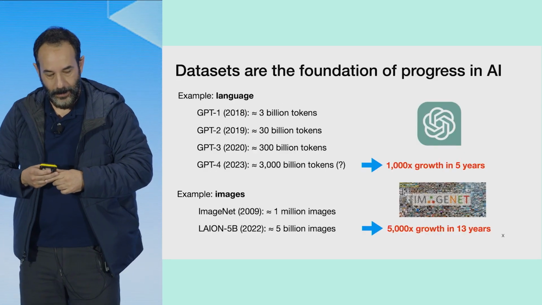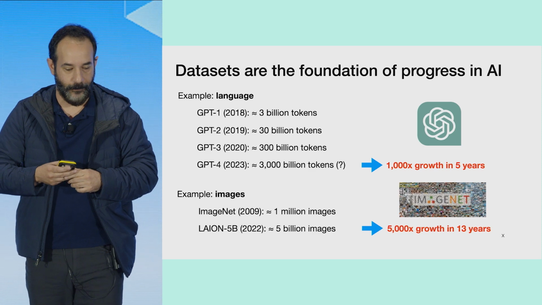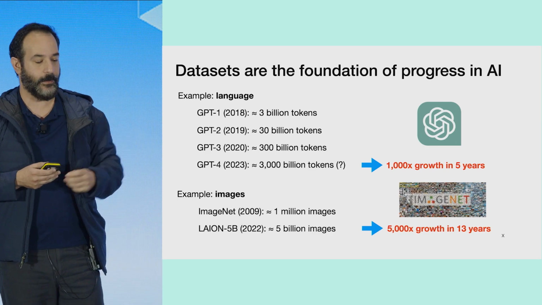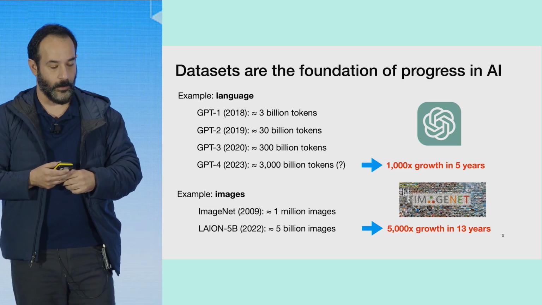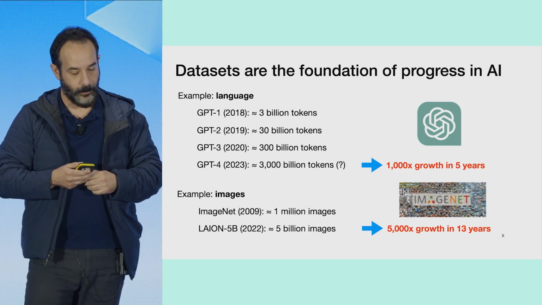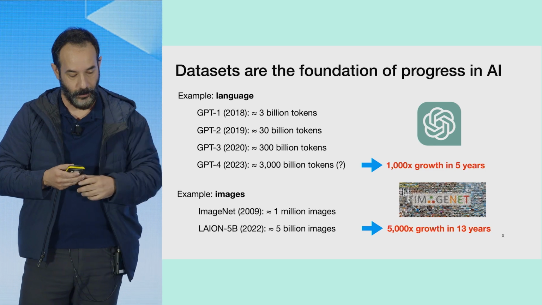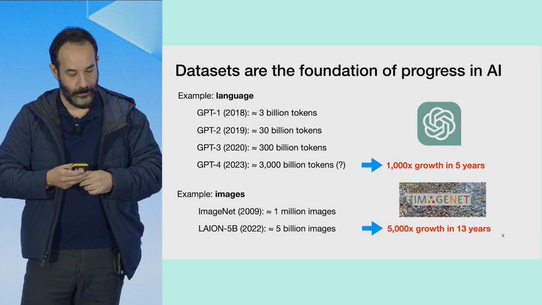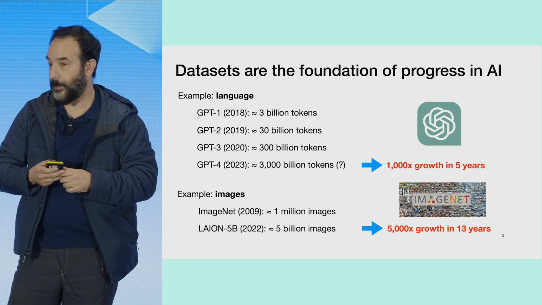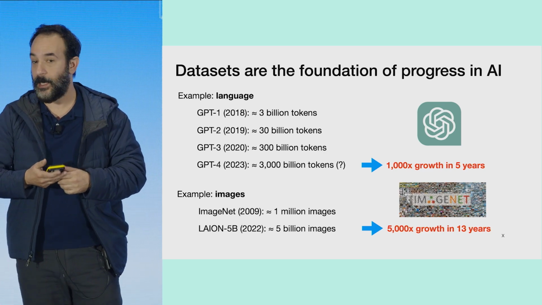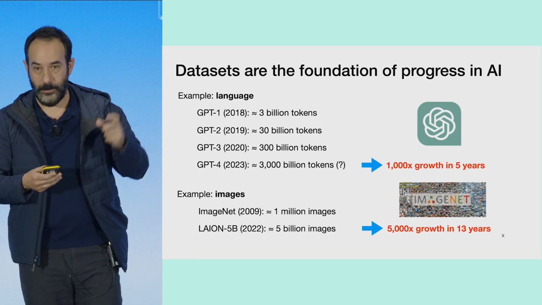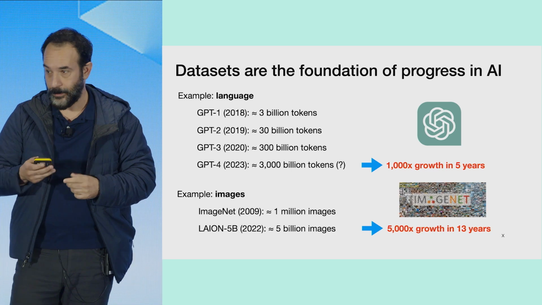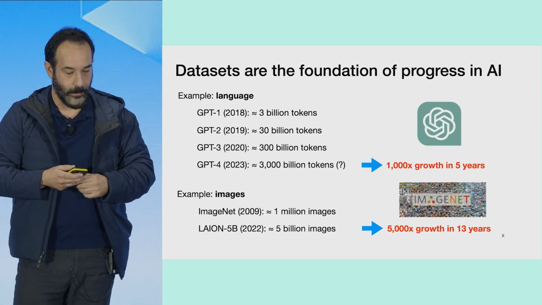So data sets, as everybody here is saying, are the foundation of progress in AI. And you can see, for example, how the size of the data sets went from 3 billion tokens to 30 billion tokens to 300 billion tokens and so on. This is for GPT. And for images, just image data sets, we had ImageNet, which was 1 million images, and we considered that a large data set. But now it's considered just a baby data set to start in vision. It's amazing, actually.